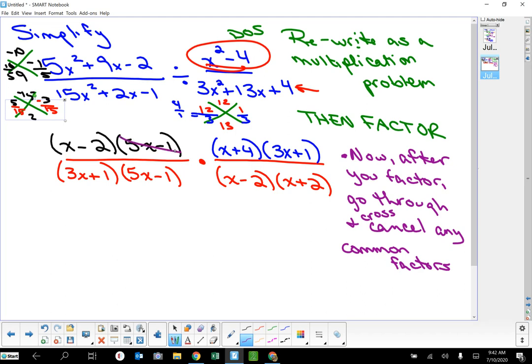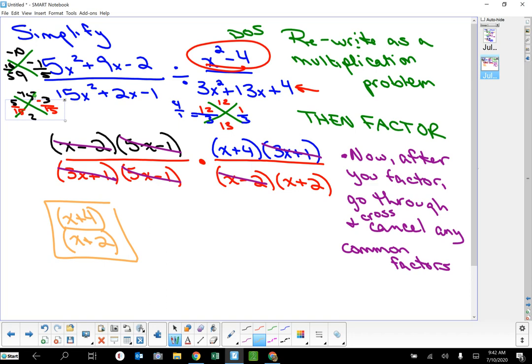So 5x minus 1 can go. I have an x minus 2 in black and in red. Those are going to go. I have a 3x plus 1 in red and in blue. Those are going to go. And what do I have left over? I have x plus 4 over x plus 2. And that's my answer. Okay? And you're going to write it that way. Again, in Varsity, when you type these, make sure you're putting parentheses around them. You wouldn't write it that way, but you have to type it that way so that the right things are divided.